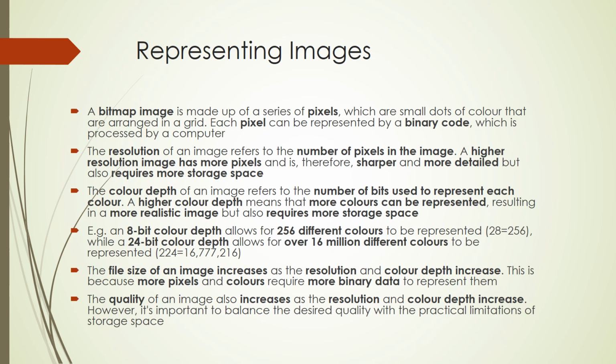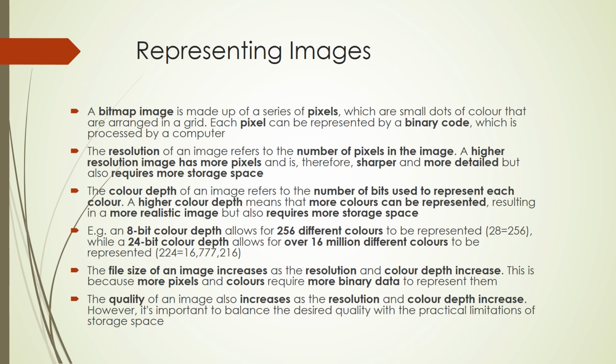Next type of data is images. A bitmap image is made up of a series of pixels, which are small dots of color arranged in a grid. Each pixel can be represented by a binary code, which is processed by a computer. The resolution of an image refers to the number of pixels in the image. Higher resolution means more pixels and is therefore sharper and more detailed, but it also requires more storage space.